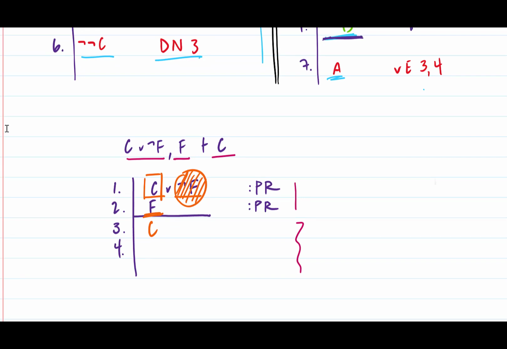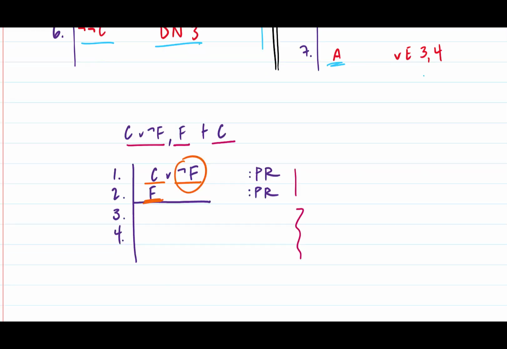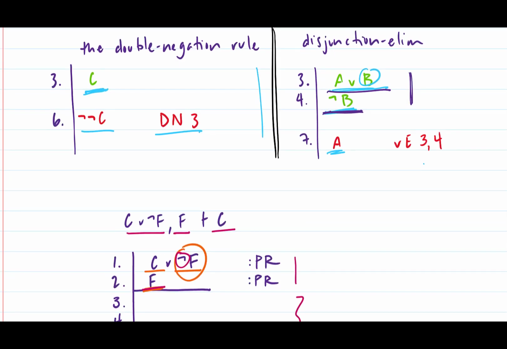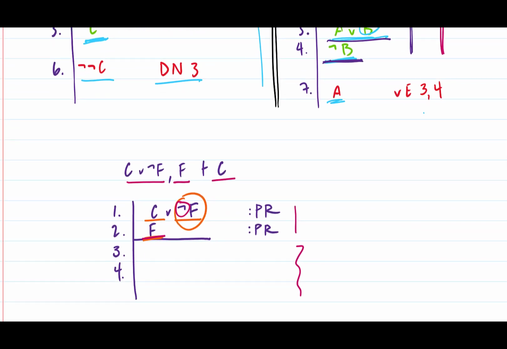We can't quite do that, however, because, as we just said, for the disjunction elimination rule, we need what's on one side of the disjunction with a not in front of it, and that's not what we have here. Here we have what's on one side of the disjunction without the not in front of it. So we can't technically use the disjunction elimination rule. However, that's easily fixed if we use the double negation rule first. So we'll do that. On line 3, we'll put not not F. So that's double negation from line 2.